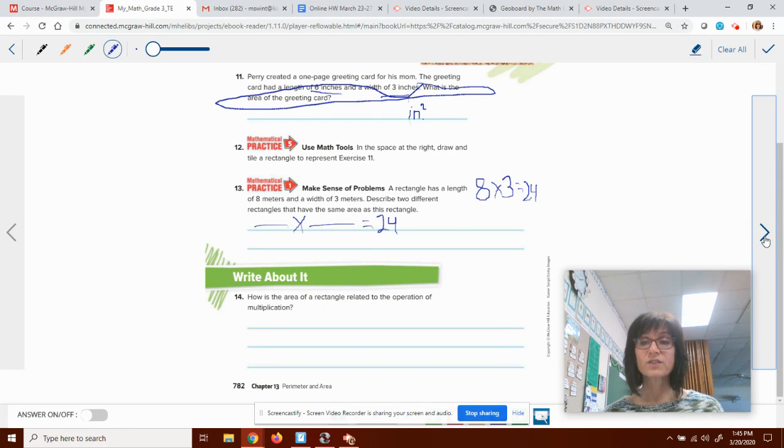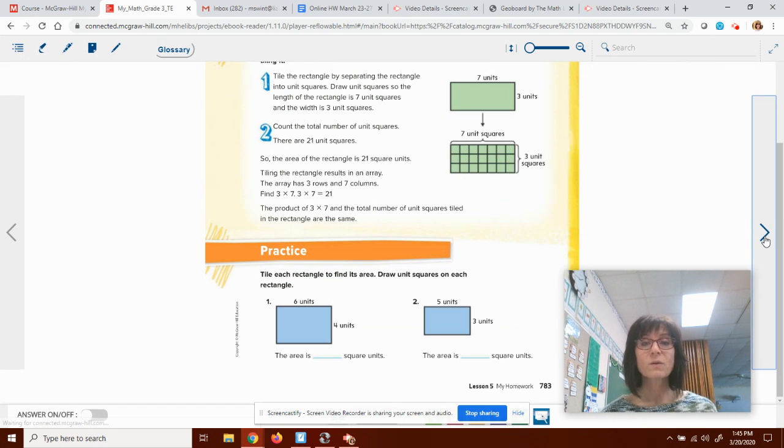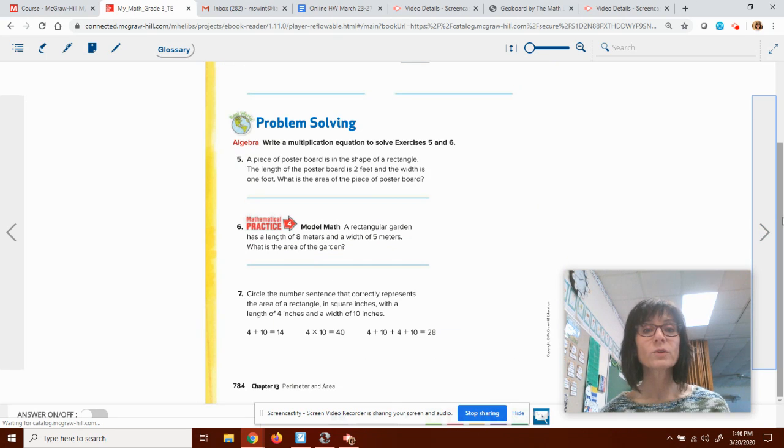All right, your homework is just as easy as this lesson was. So go ahead. Where it says tile, not necessary, you can simply do the length times the width and show me your own multiplication. And our word problems, I don't think anything's confusing here. Careful, circle the number sentence that correctly represents the area in square inches with a length of 4 and a width of 10. Remember what your formula is.